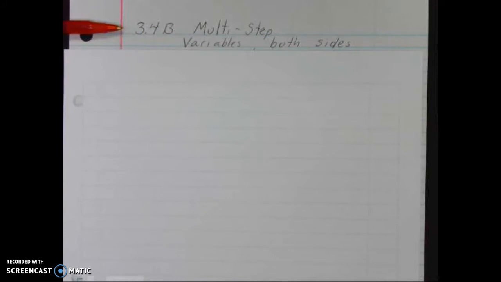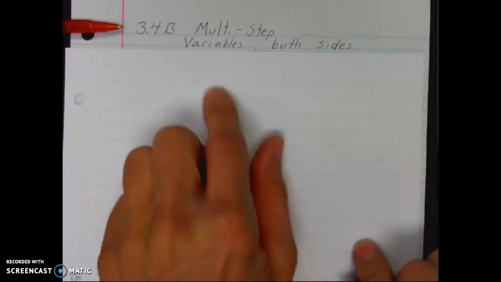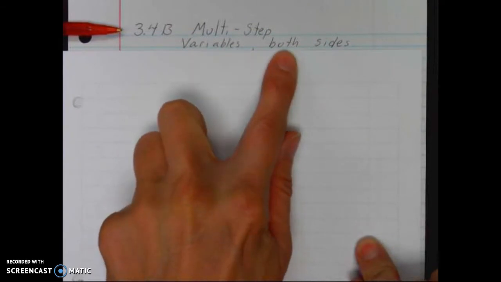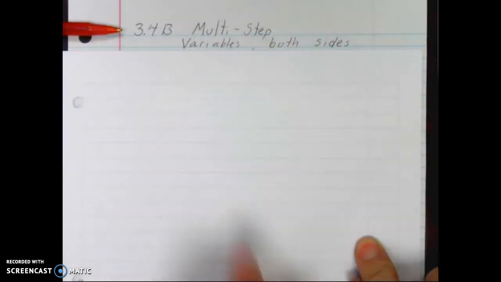Today's lesson is on 3.4, or 3-4, and it's B. It's kind of the second part of multiple step inequalities. But here's the difference: this is multiple step, and the big difference is variables on both sides of the inequality sign. Now that being said, there's going to be a lot of copying down.